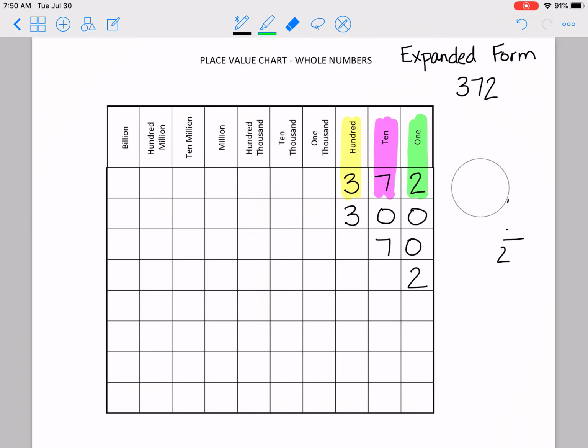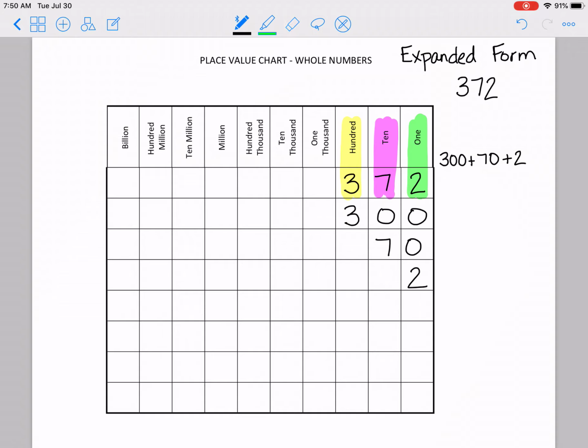So when you're looking at expanded form, we would write expanded form this way. We're going to write expanded form horizontally. So 300 plus 70 plus 2.